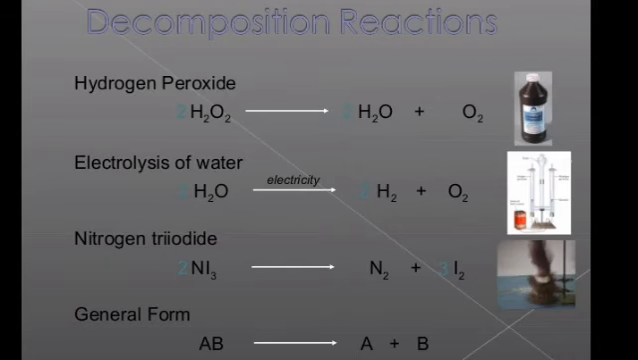Some famous examples are hydrogen peroxide, H2O2, decomposes into H2O + O2. Similarly, electrolysis of water, that is, H2O on passing electricity gives 2H2 + O2. Similarly, nitrogen triiodide, that is, 2NI3 on decomposition gives N2 + 3I2. And the general formula of this reaction is AB on decomposition gives A + B.